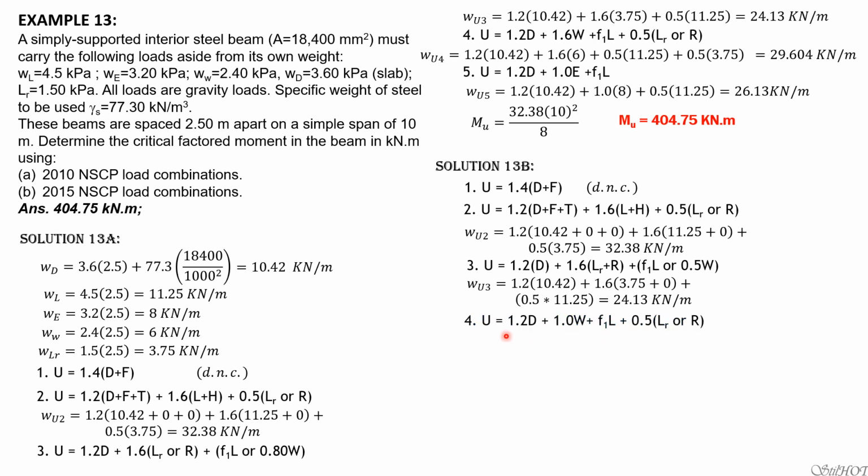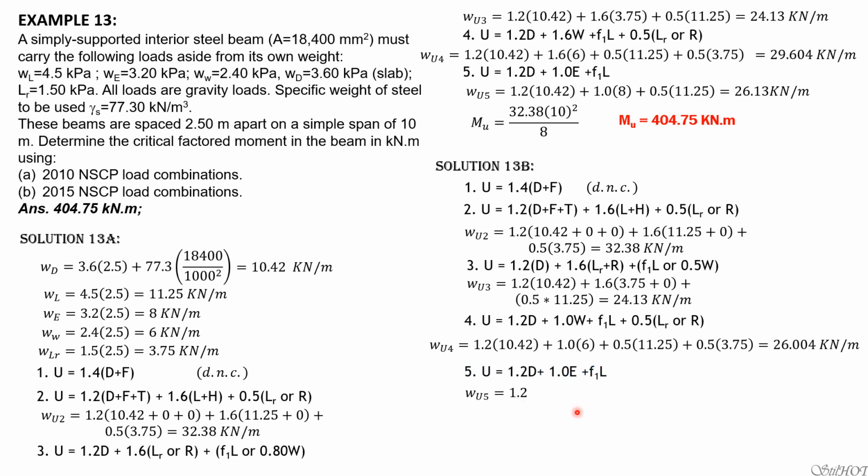Load combination 4, this will be lesser than 29.605, I think, because the factor here is 1.0, while in 2010 it is 1.6. But let's compute. So 1.2 of 10.42 plus 1.0 of 6 plus 0.5 of 11.25 plus 0.5 of 3.75, that's only 26.004. Load combination 5, 1.2 of 10.42 plus 1.0 of 8 plus 0.5 of 11.25, 26.13 kilonewton per meter.